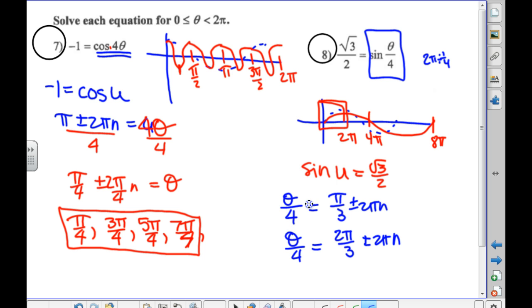Okay. Now, if we multiply all the way through by a 4, it's going to say plus or minus 8 pi n. Is that going to fall anywhere in our window? No. So we have 4 pi over 3 as one of our answers. If we multiply this by 4, we get 8 pi over 3. Too big, right? We said we were only looking for one answer. What's our one answer? 4 pi over 3.